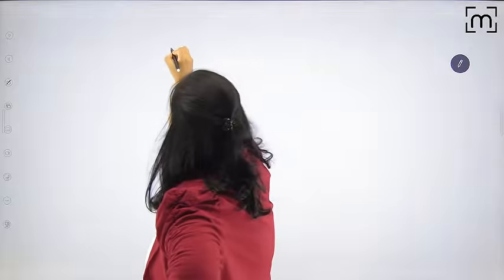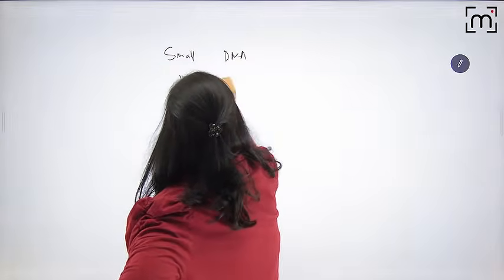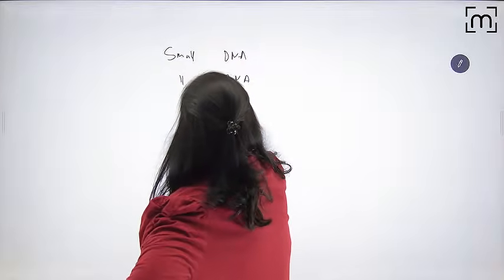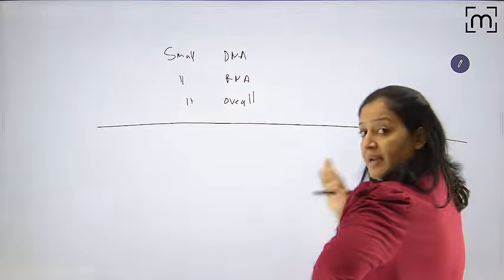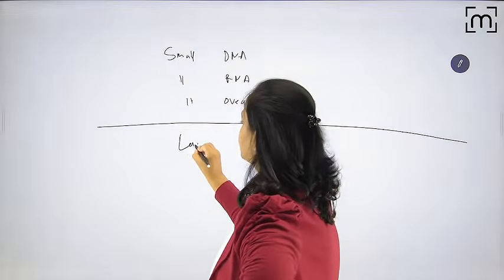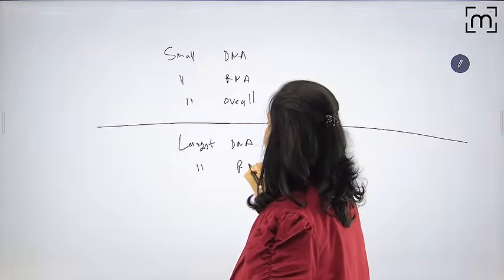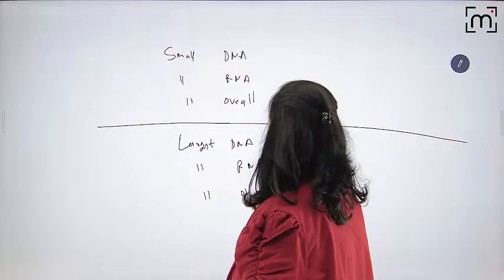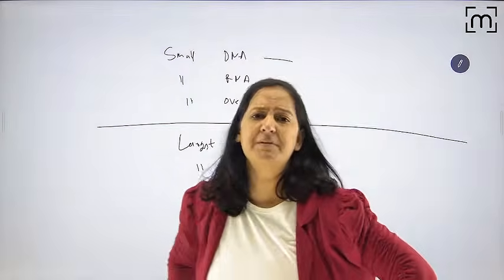Rather than passively writing or reading, let's do it. Listen to my 6 questions. Tell me the smallest DNA. Tell me the smallest RNA. And tell me the smallest overall by comparing them. These are the first 3 questions. Next 3 questions: tell me the largest DNA, the largest RNA, and the largest overall. Tell me the 6 answers in sequence, people.